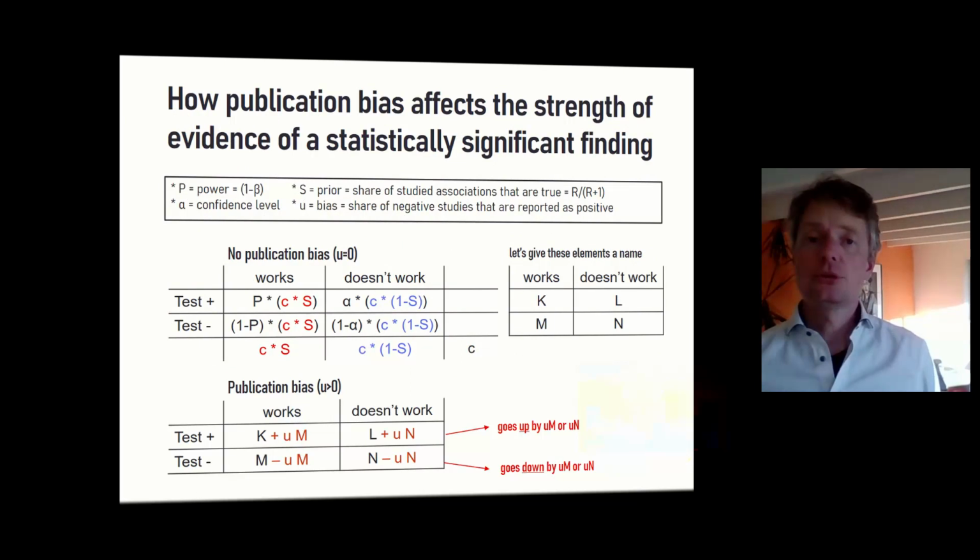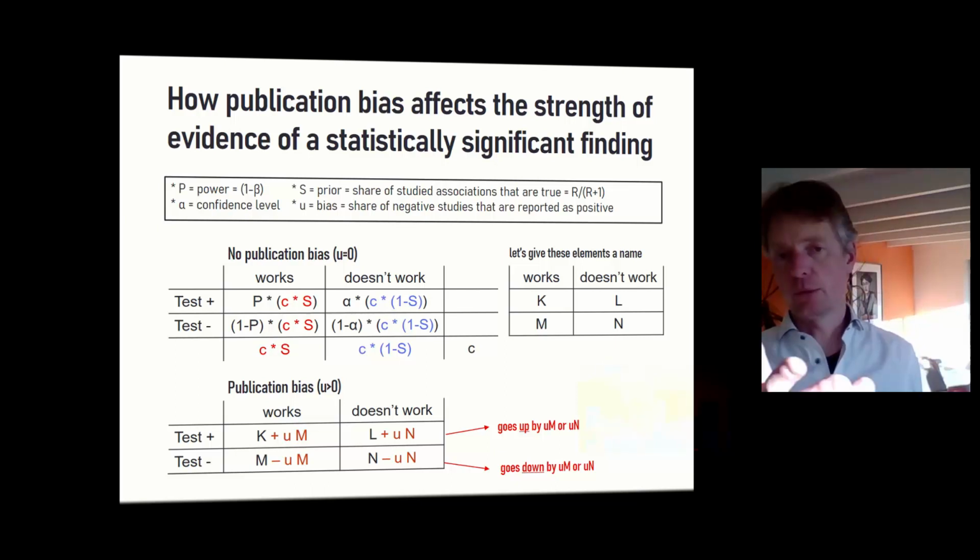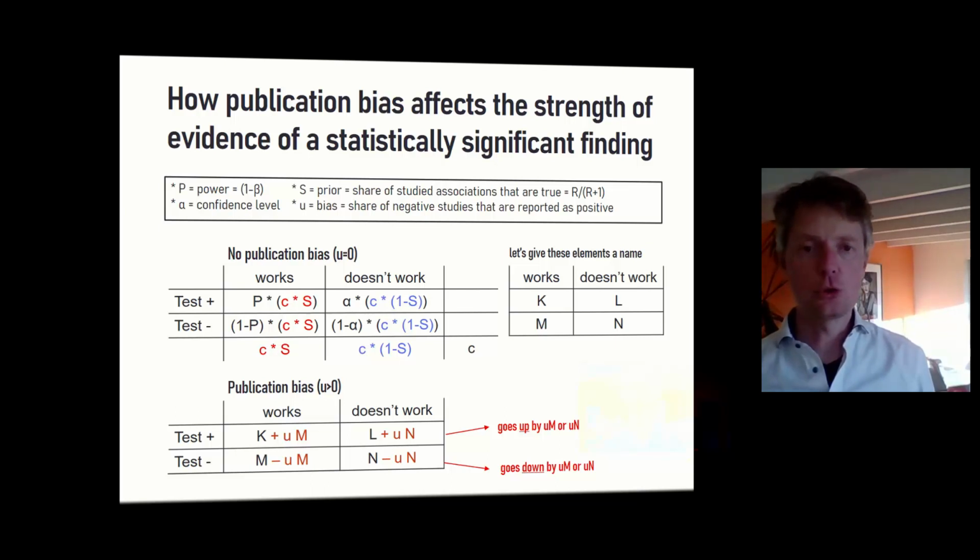And we can actually put the same framework to work again, and how this works is as follows. And so on the top we have the familiar table, and then there's no publication bias. So then you can work this out. That is the usual entries in a table with false positives and false negatives.